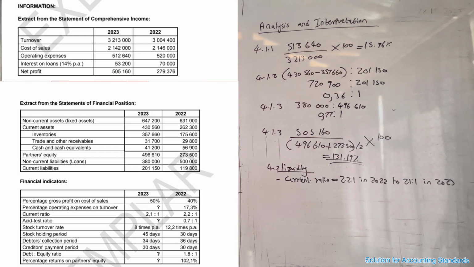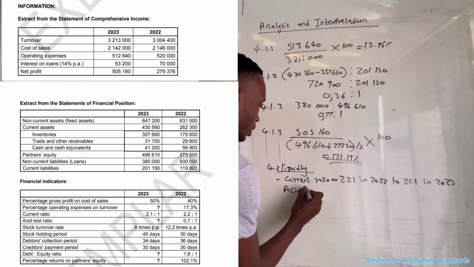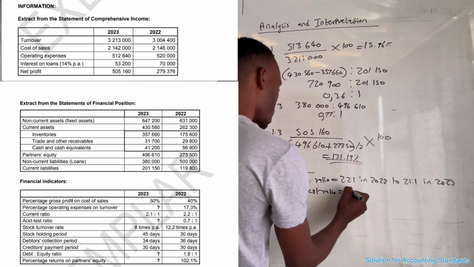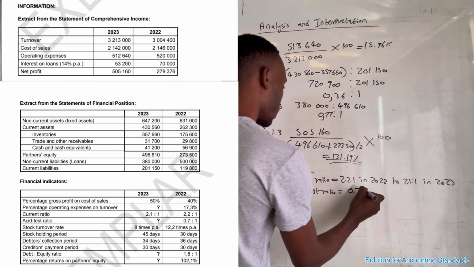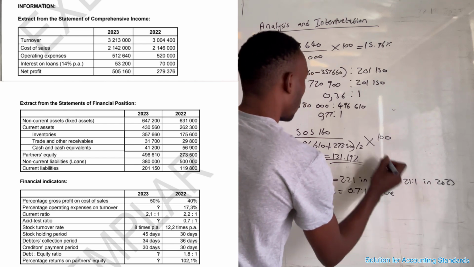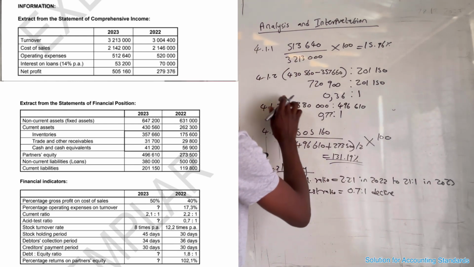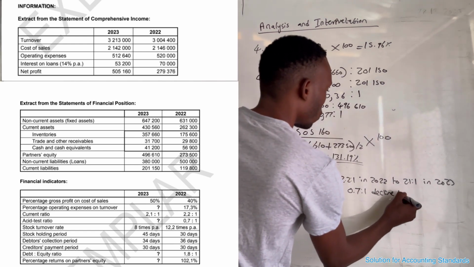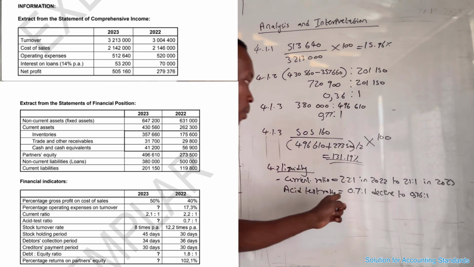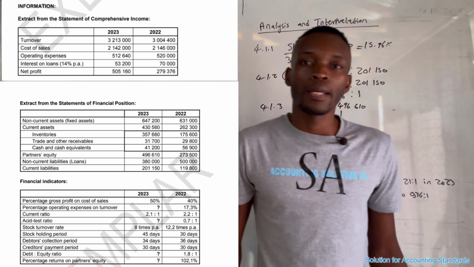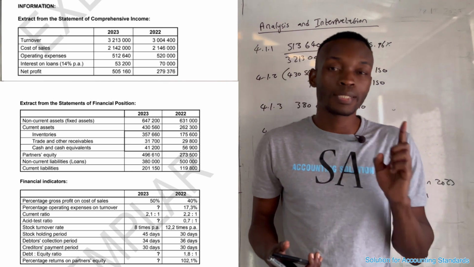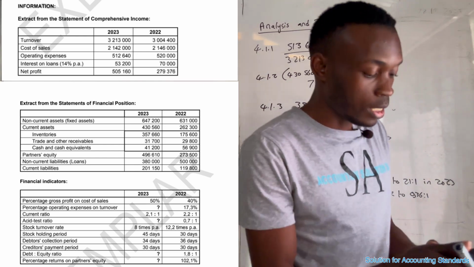And when it comes to the acid test, let's see what happened, guys. Under the acid test ratio, it was 0.7 is to 1, and it declined to how much did we get? Where is it? This one. It declined to 0.36 is to 1, guys. This was very bad. From 0.7 to 0.36, it showed that the company is not doing well when it comes to liquidity. They will struggle to pay their short-term liabilities in the future.